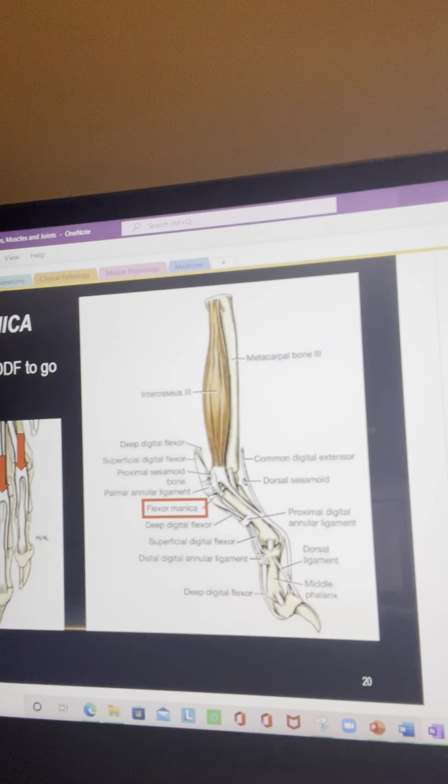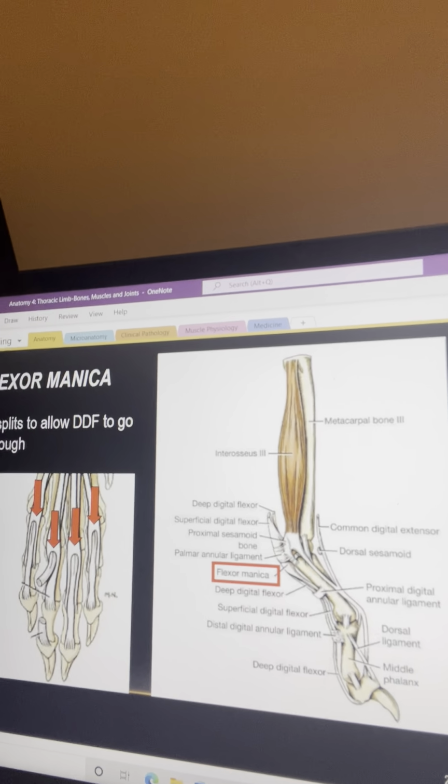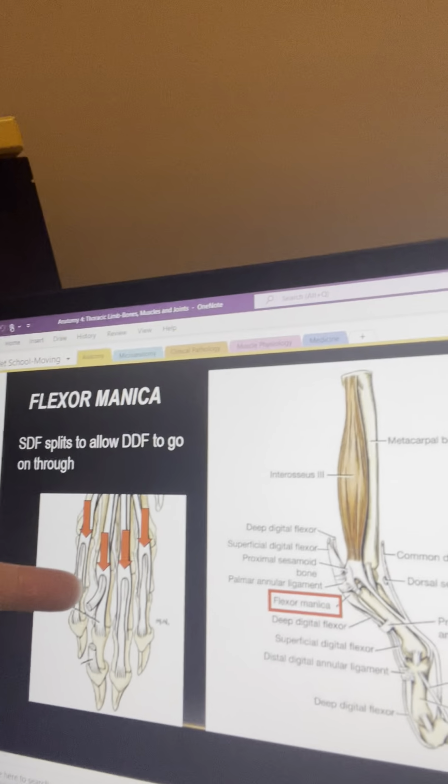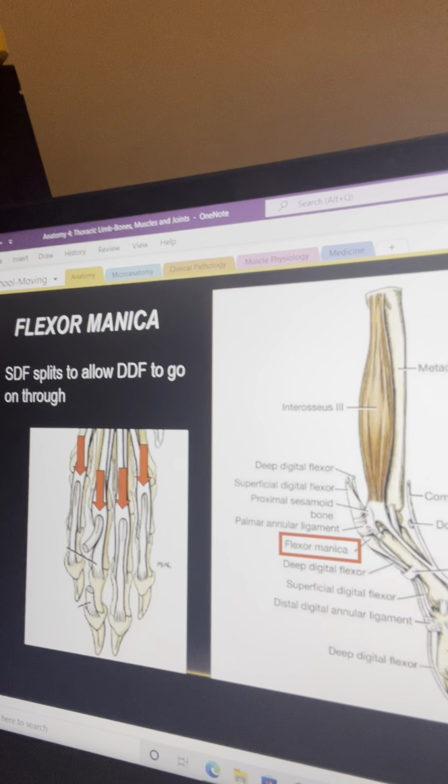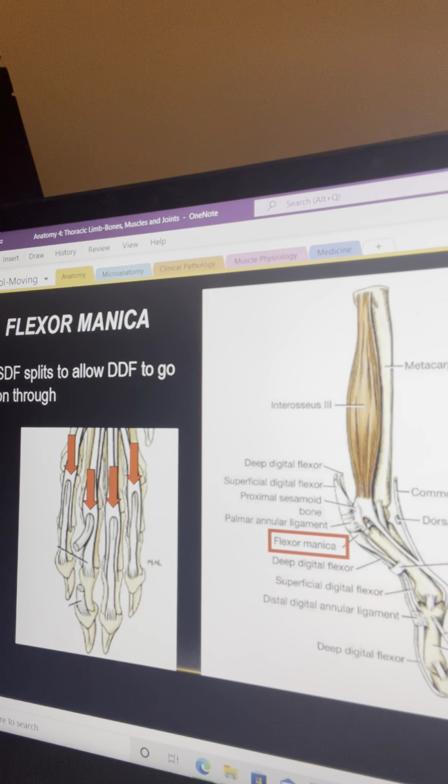And then we have our flexor manica, which is right here. Let's see, right there. The flexor manica is actually where it doesn't go all the way down to the digit. It splits where the superficial digital flexor stops.